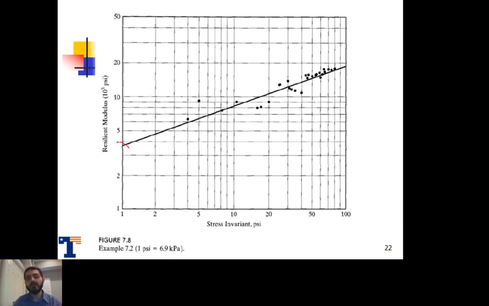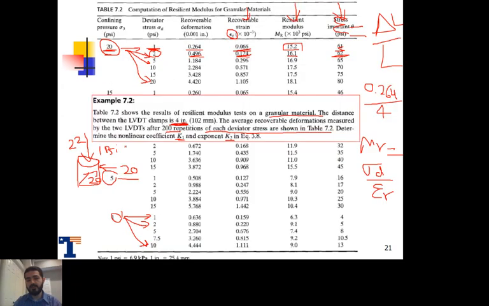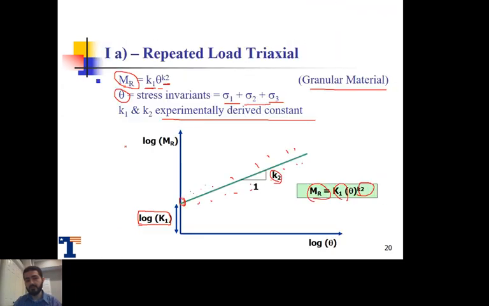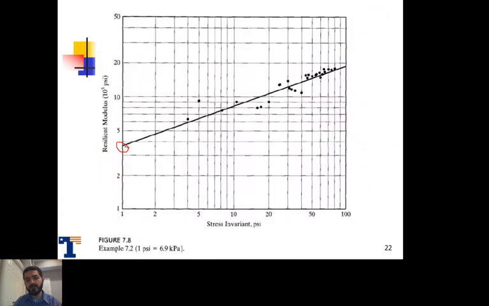So the K1 would be this value. So this is going to be the log of K1, or since you're plotting it on a log scale, you don't need to do that. All you need to know, again, is that this is the K1 value, and the slope of this graph here would be the K2. So this is K2, and this is K1. And please again review the example to follow the exact numbers for K1 and K2 for this material.